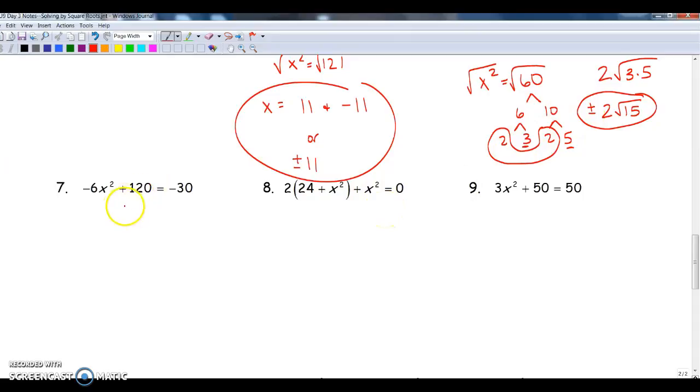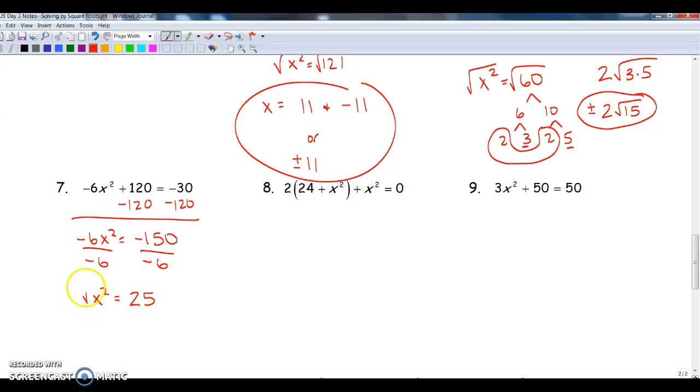Number 7 is a few more steps. We're going to start by moving the 120. Remember, you want to do any addition or subtraction first. So we have -6x squared equals -150. And then we're going to divide both sides by -6. And you're going to get x squared equals 25.